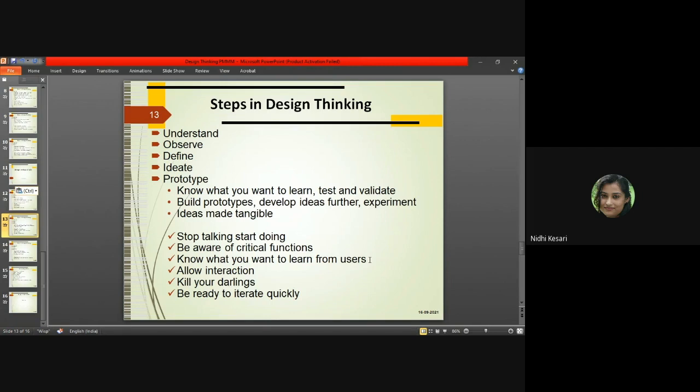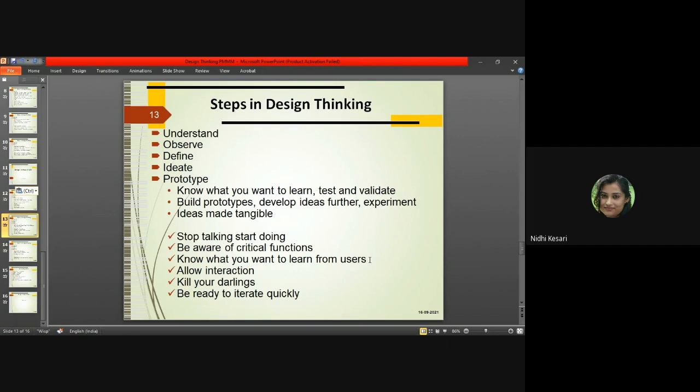The fifth step is to prototype. Know what you want to learn, test and validate. So here in the prototyping, you actually make a proper kind of thing. In case you are designing a bottle, you come up with a design. In case you are designing a school, you can make a small prototype out of that. So use cardboards, use sketch pens, use crayons, use different papers. Try to be innovative while making your prototype.